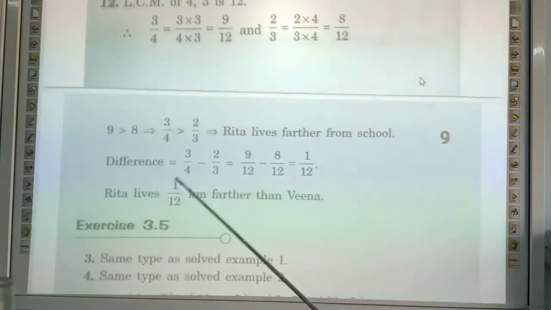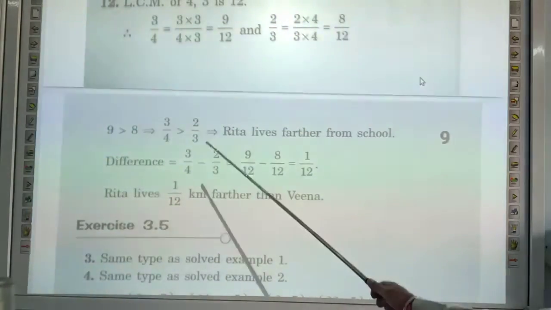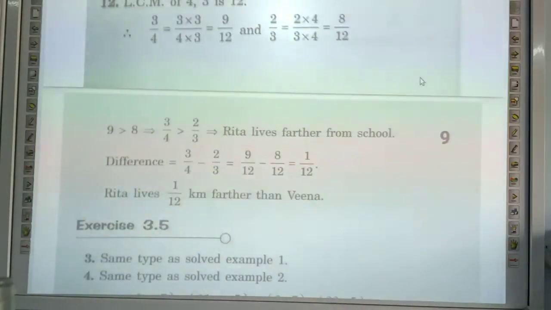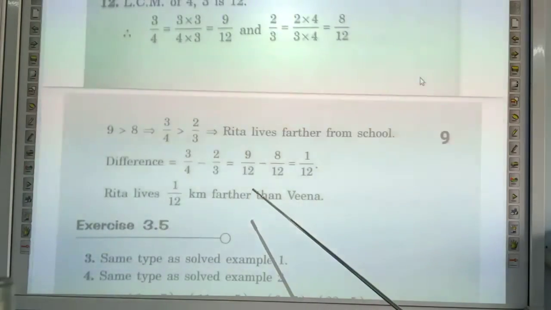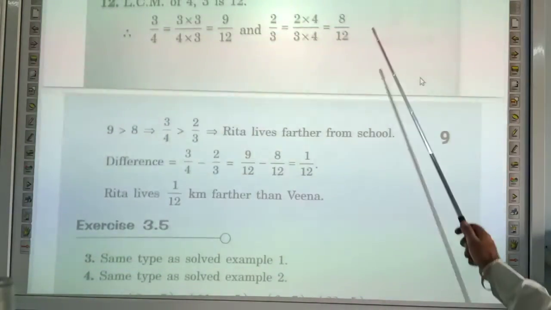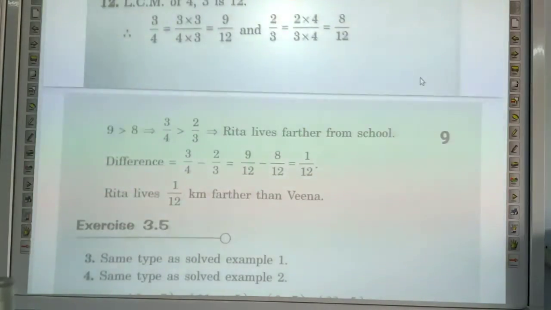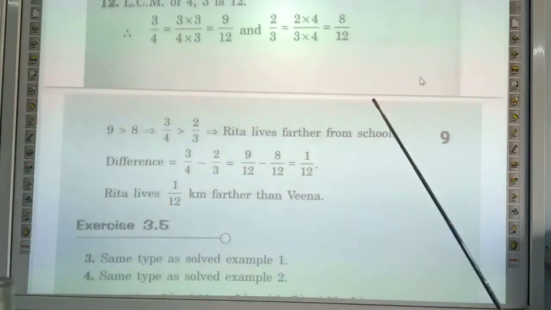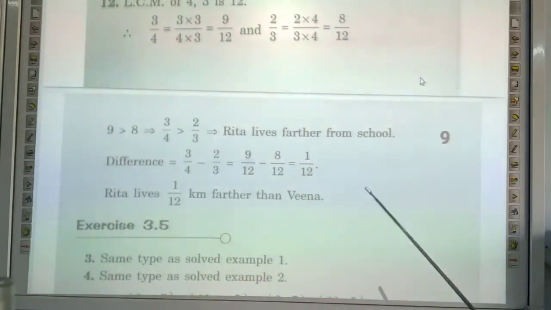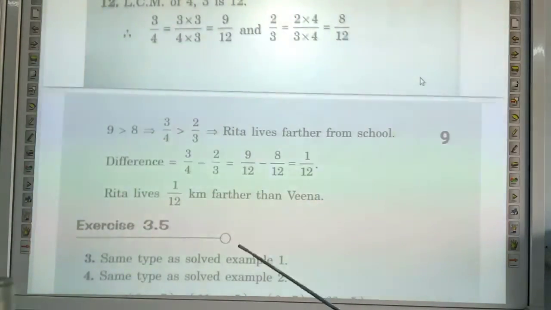And how much more? The difference is calculated. 3 upon 4 minus 2 upon 3, 9 upon 12 minus 8 upon 12, equivalent fractions are subtracted, 1 upon 12. So Rita lives 1 upon 12 kilometer farther than Veena, means Rita lives 1 upon 12 kilometer more distance than Veena.